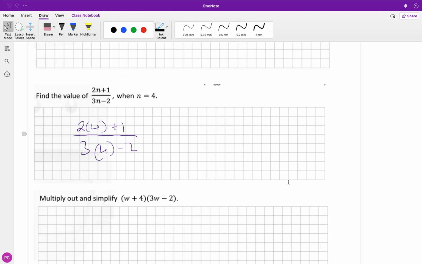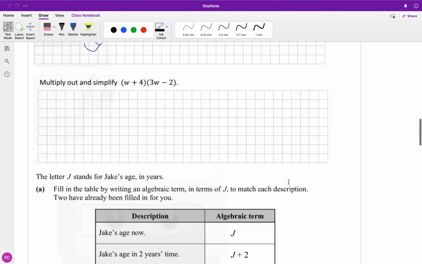I'm going to multiply it out. So 2 times 4, these two, gives you 8 plus 1. Just getting rid of the brackets. 3 times 4 gives me 12 minus 2. So what I end up with, 8 plus 1 is 9 on top, and 12 minus 2 is 10 on the bottom, like so.